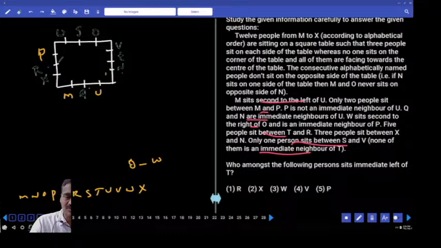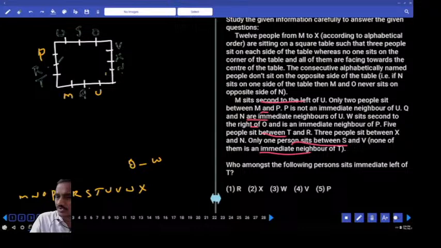And S and V is not an immediate neighbor of whom? Immediate neighbor of T. S and V is not an immediate neighbor of T. T cannot be here. Hence T is here and X is at this place. Now T is here and X is. X R V.